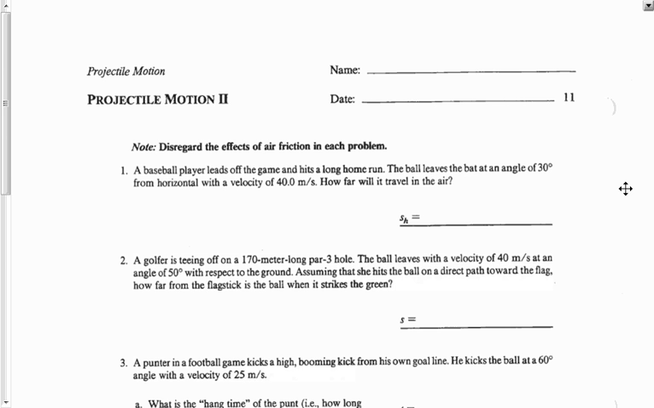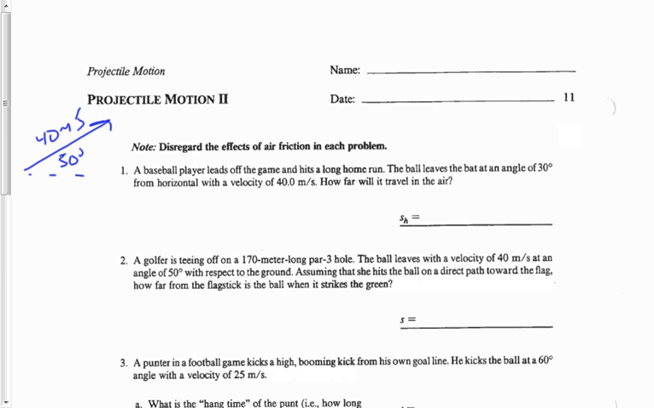the ground. That's the angle we're always given in these projectile motion questions, right? With respect to the ground. Or sometimes it says above the horizontal, but it means exactly the same thing. Assuming that she hits the ball in a direct path toward the flag, how far from the flagstick is the ball when it strikes the ground?